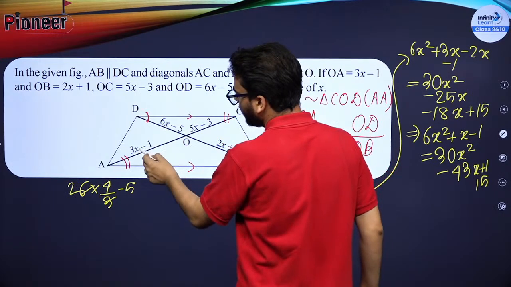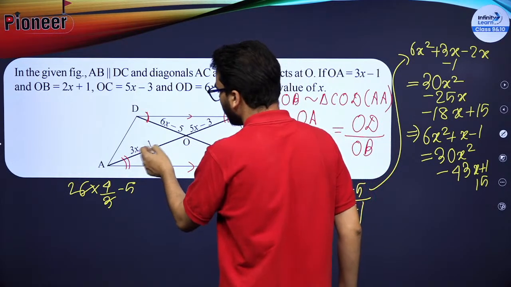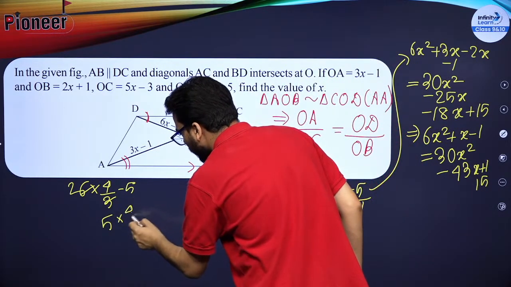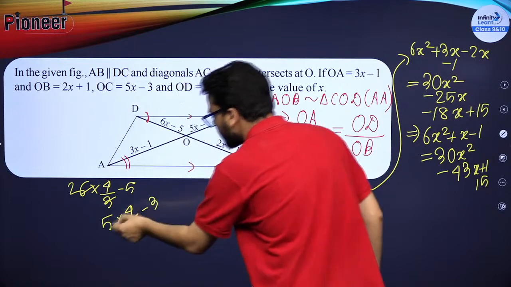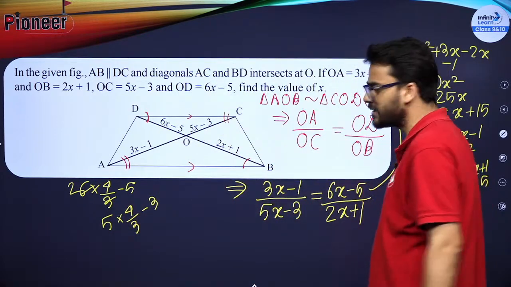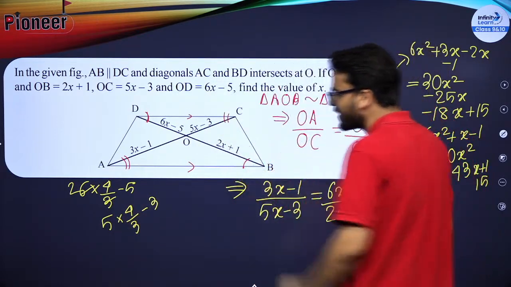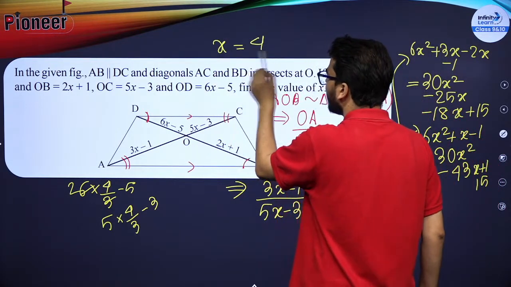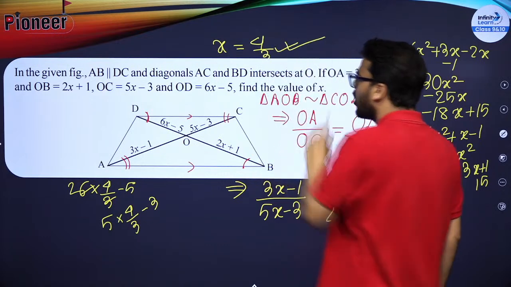Suppose I am putting 4 by 3 over here. So 3 3s will get cancelled out. So this is also positive. Suppose I am putting 4 by 3 over here. So that is 5 4s are 20 minus 1. That is again positive. If I put 4 by 3 over here, that is also positive. It means I can take x is equal to 4 by 3. That is working. Now let's check about half as well.